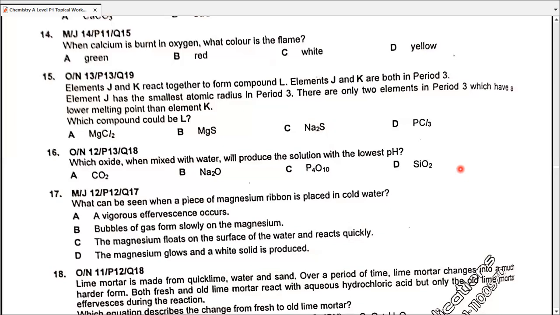I don't think it reacts. So it's at the lowest pH. Lowest pH means acidic. Right. So C.